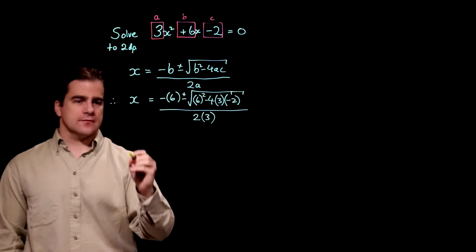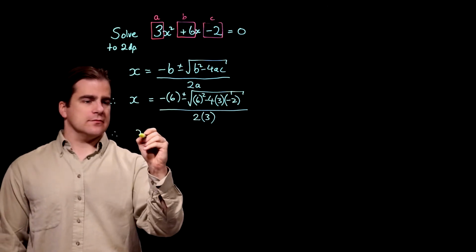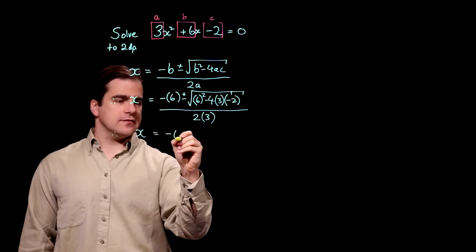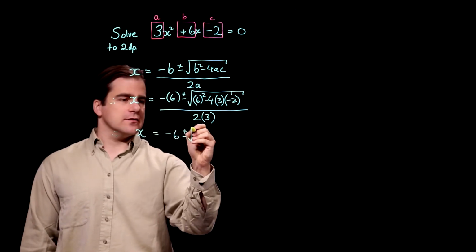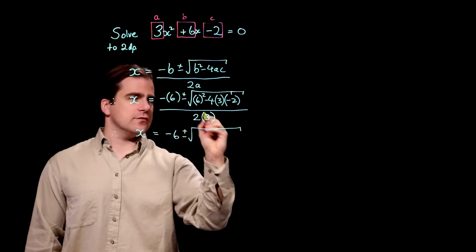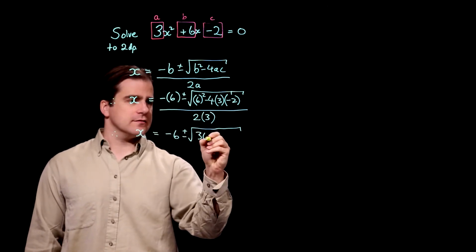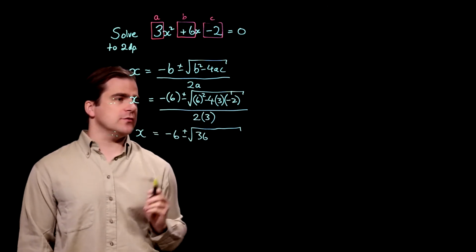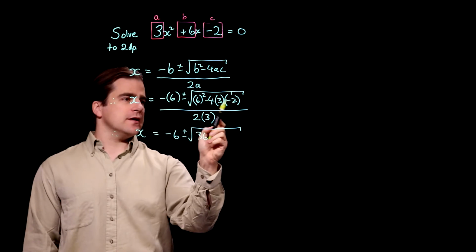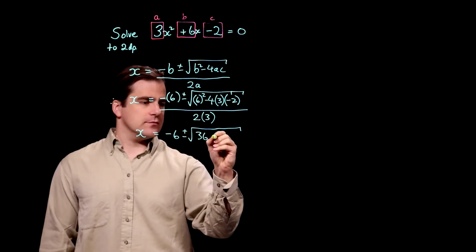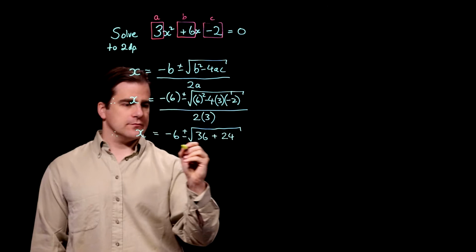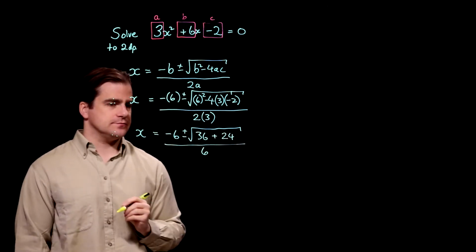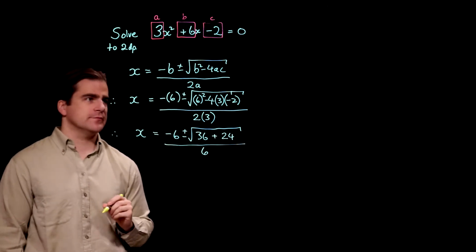Okay, therefore, x equals, we can get rid of that bracket now, minus 6 plus or minus the square root of 6 squared is 36. Right, 4 times 3 is 12, times 2 is 24. The minus times a minus is a plus, plus 24. All over 2 times 3 is 6.